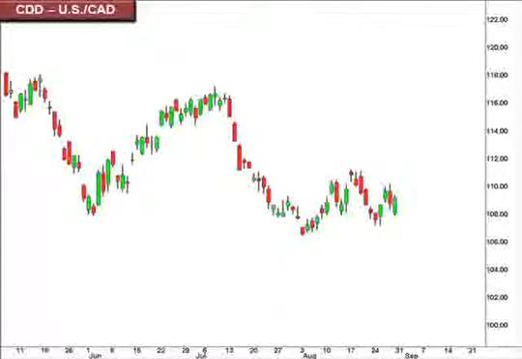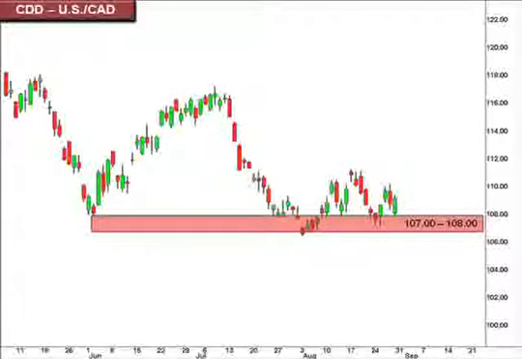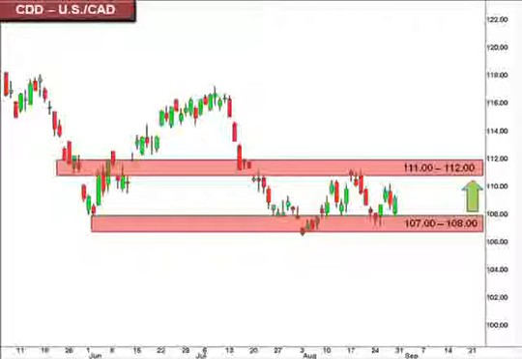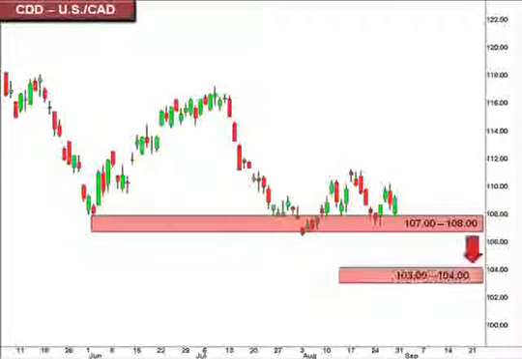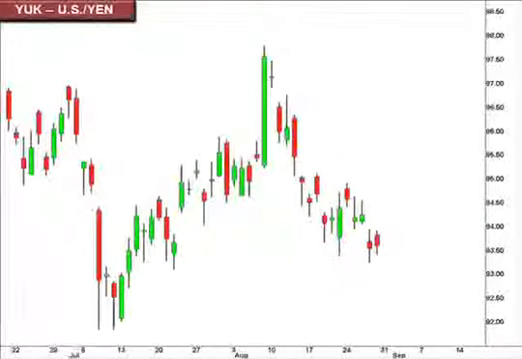Well, let's take a look at the first of our ISE FX option pair values, the CDD, the US versus the Canadian dollar. This 107-108 focal zone continues to hold as support, with this pair value failing to commit to any direction over the last several weeks. This 111-112 box remains a key overhead resistance, and until this is breached, the trend remains to the downside with this 103-104 box as our next target.